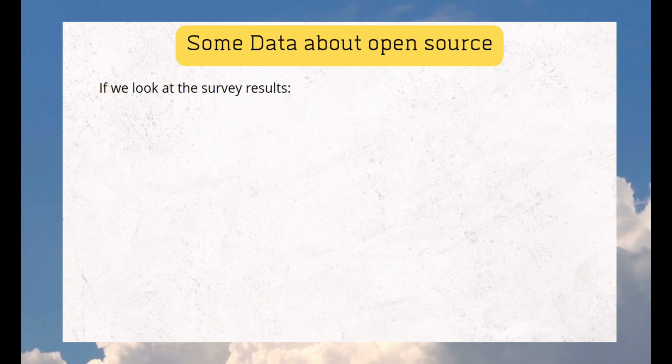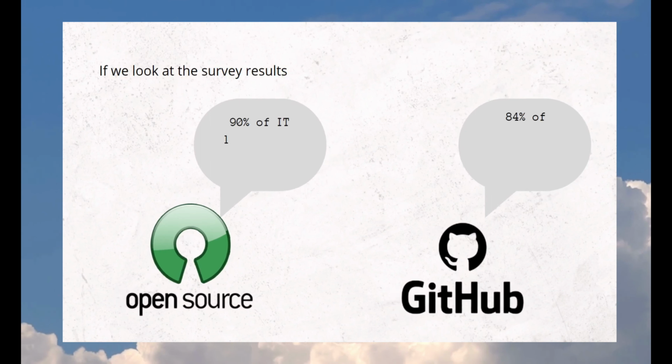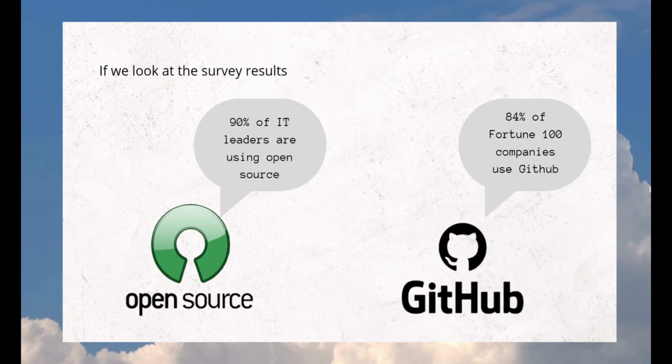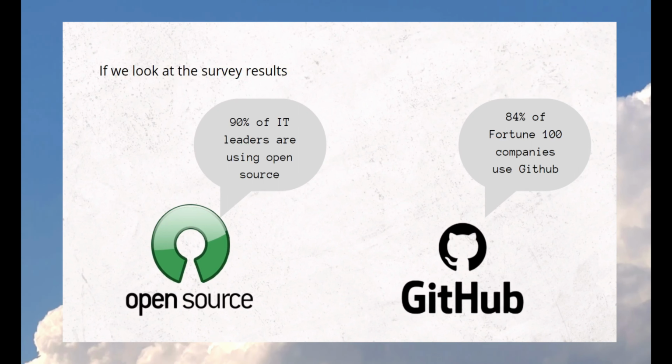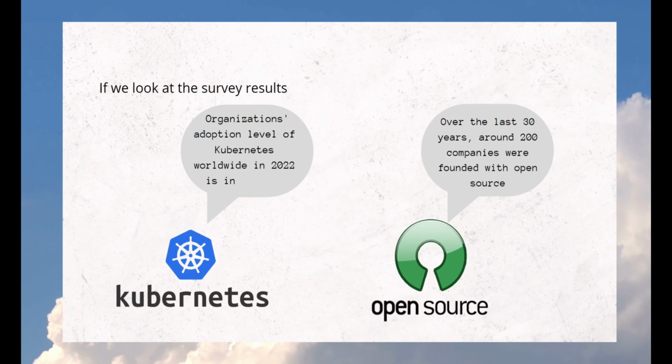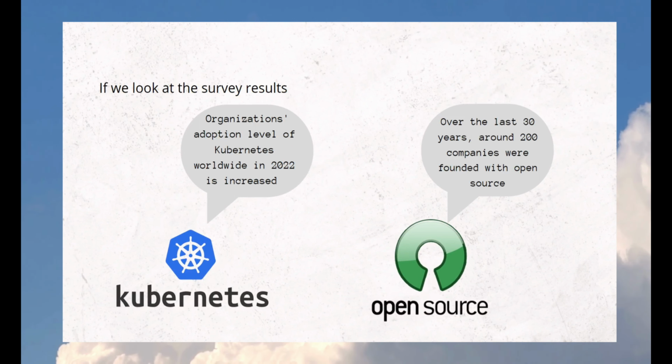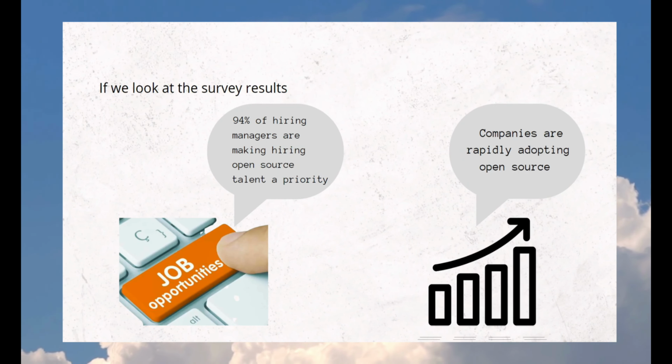Now let's discuss some data about open source. If we look at the survey results, 90% of IT leaders are using open source. 84% of Fortune 100 companies use GitHub. In 2022, the adoption level of Kubernetes increased among organizations. Over the last 30 years, around 200 companies have been founded with open source. 94% of hiring managers are making hiring open source talent a priority.